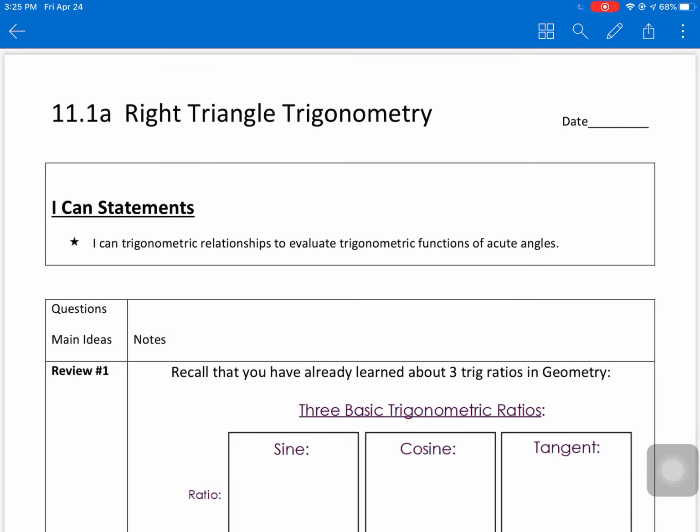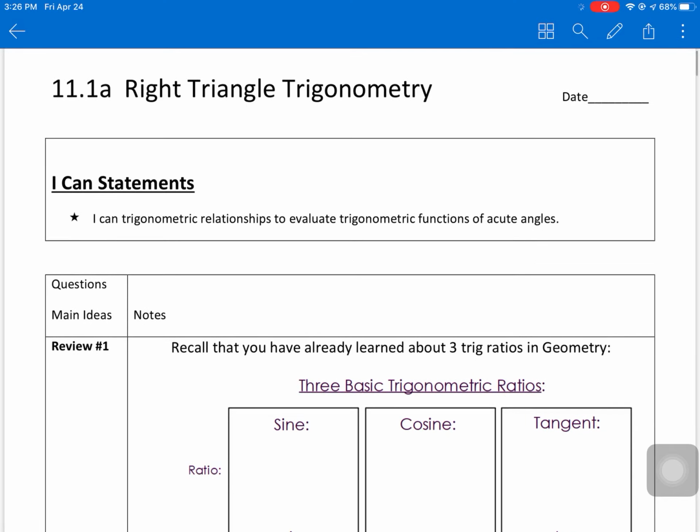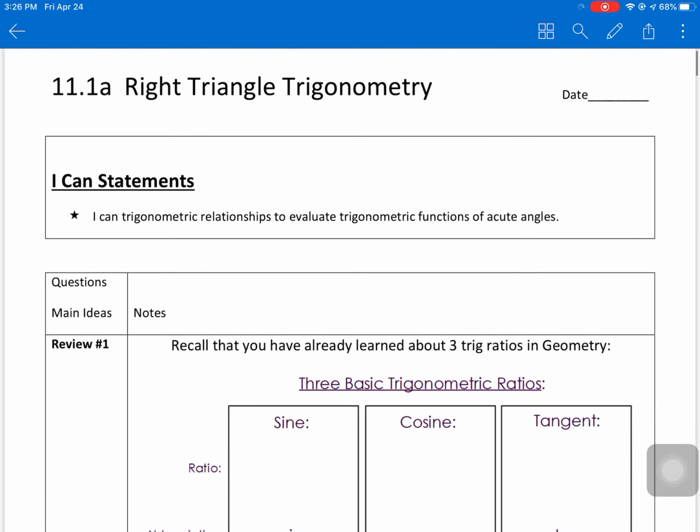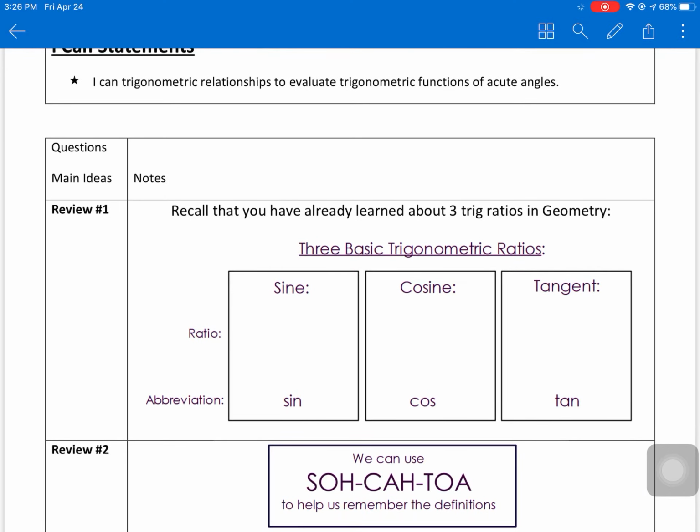Hello. Today we're going to be moving on to Unit 11, which is trigonometry, and it is my personal favorite unit, so I'm sad that I can't teach you guys in person. What we're going to be doing this week is going to look really familiar. We're starting out with right triangle trigonometry, so you already learned a lot of these concepts back in geometry, so the first part should seem really familiar.